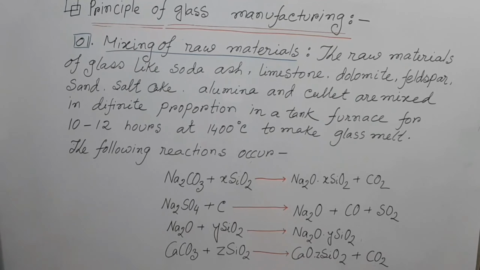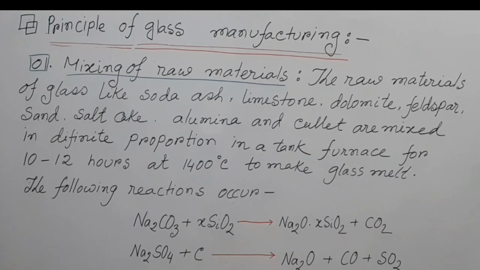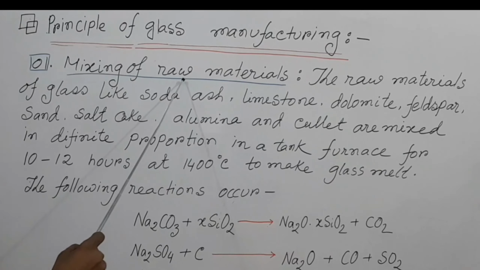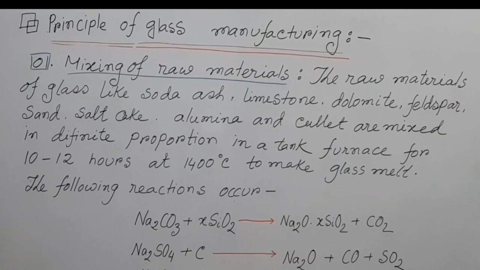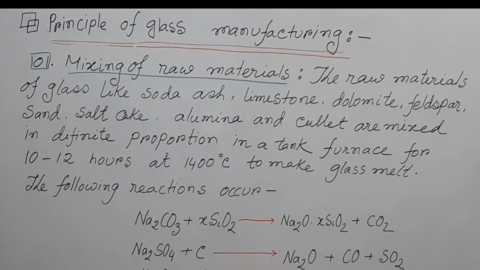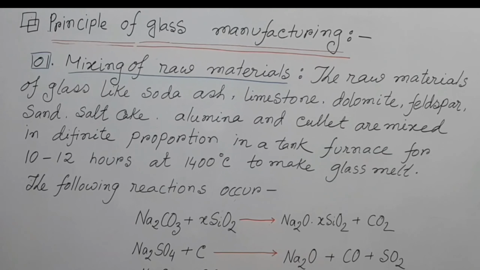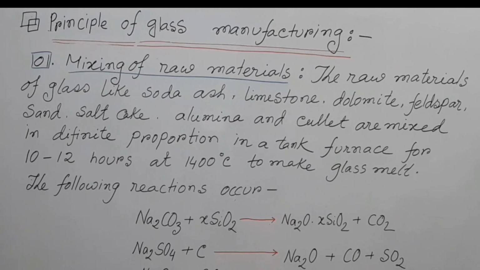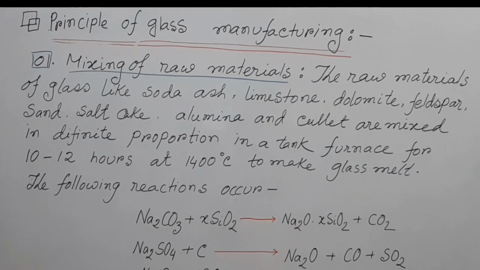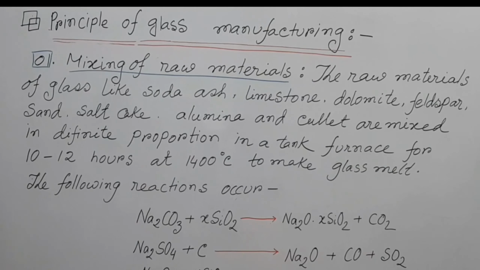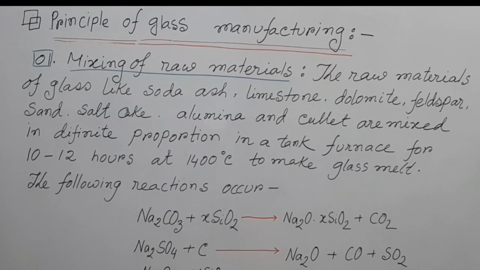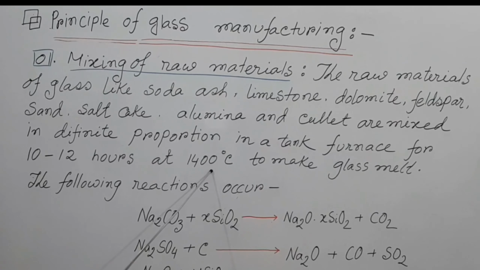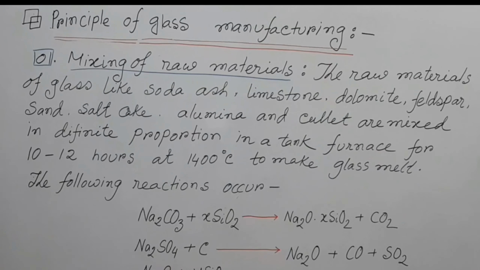My dear students, now we discuss the principle of glass manufacturing. Here, the first step is mixing of raw materials. The raw materials of glass like soda ash, limestone, dolomite, feldspar, sand, salt cake, alumina and cullet are mixed in definite proportion in a tank furnace for 10 to 12 hours at 1400 degrees centigrade to make glass melt.